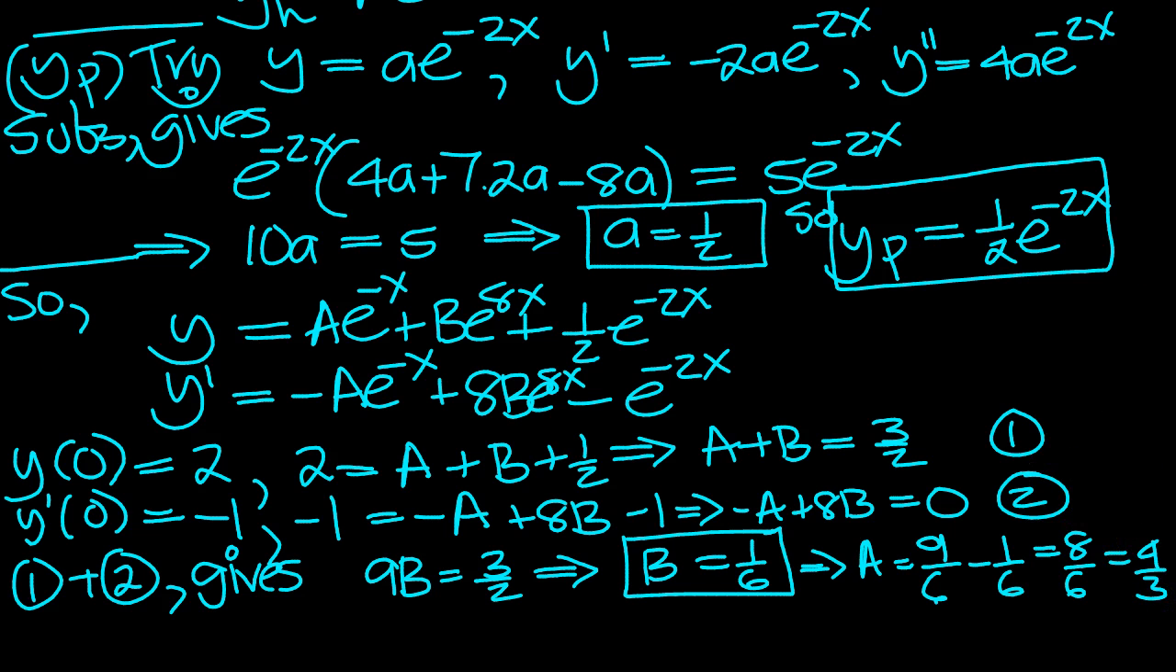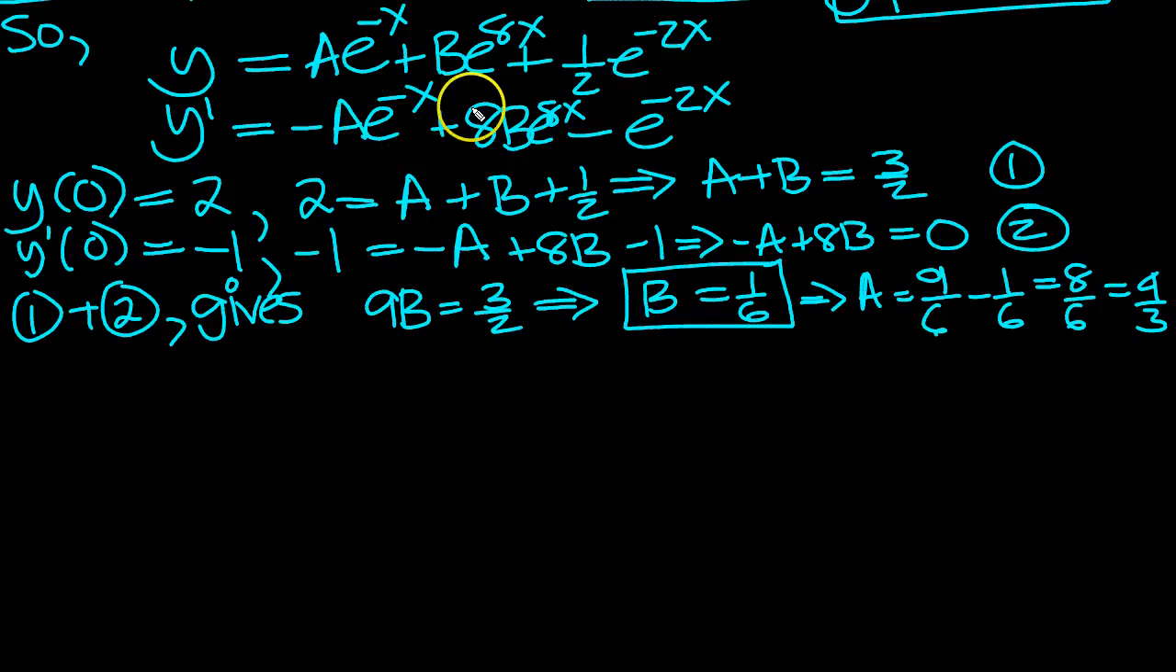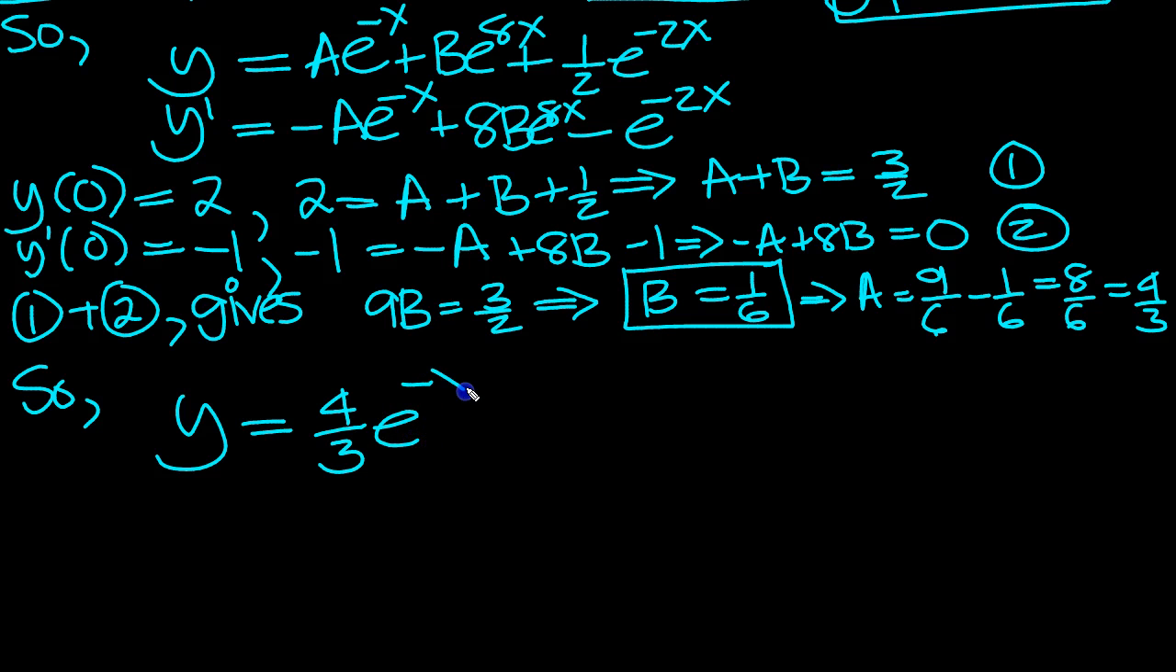So there's a. So we can write down the particular solution now from the general. Here's the general. So finally then, the particular solution, y equals a, which is 4/3, e to the minus x, plus b, which is 1/6, e to the 8x, plus a half e to the minus 2x. There we go.